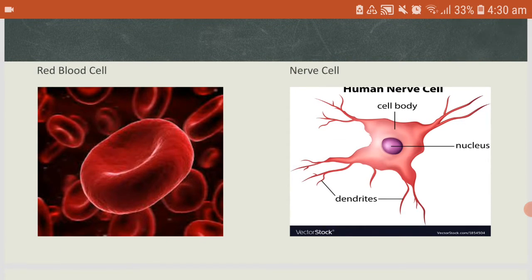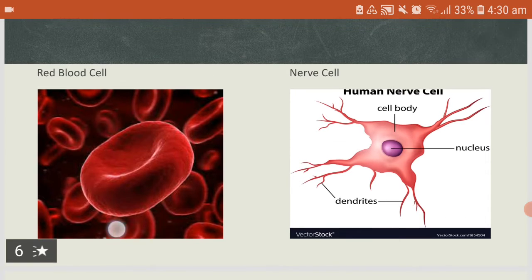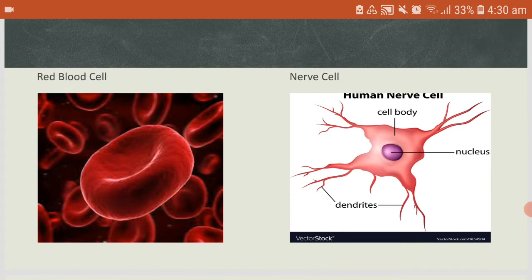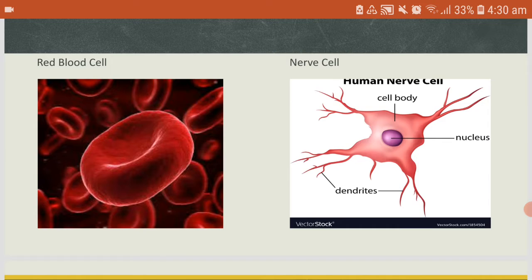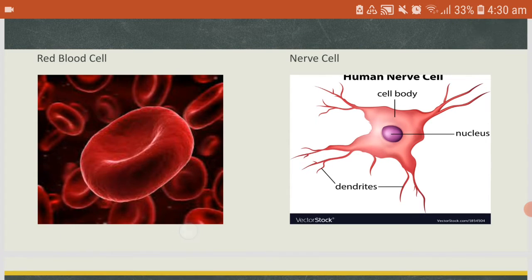In real life, these cells are very small. This is a zoomed picture of a red blood cell. You can see that it looks like a butterscotch toffee, right? These cells are so small so that they can travel easily around the body.